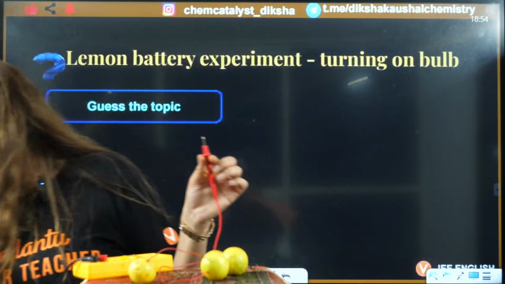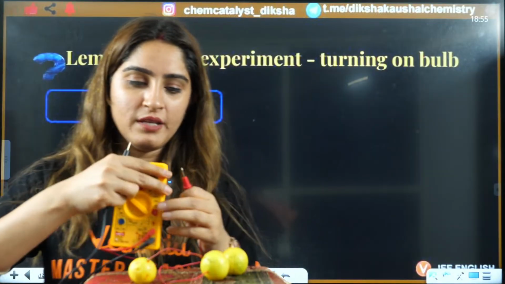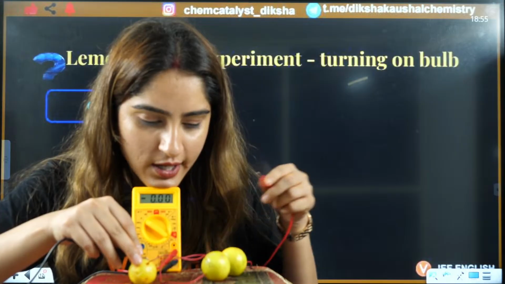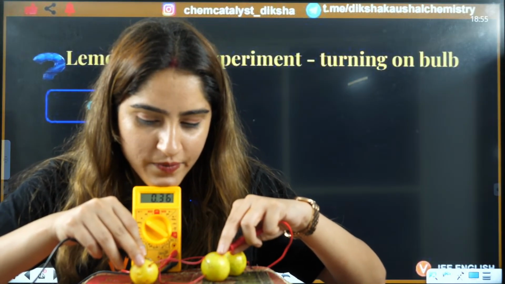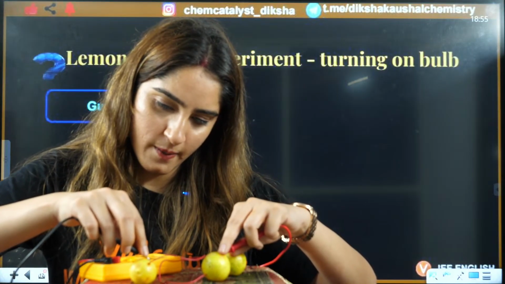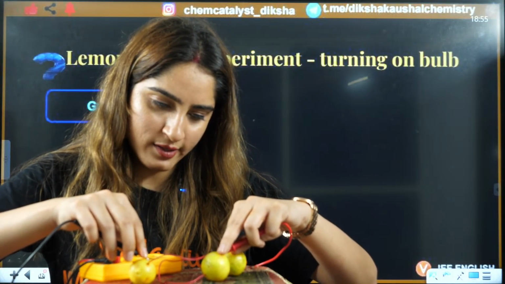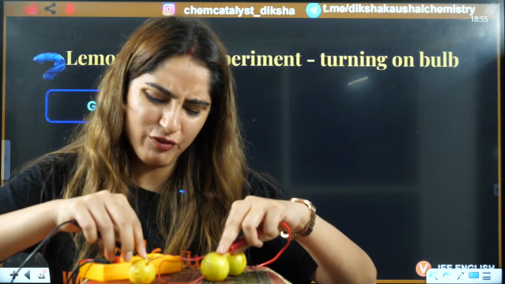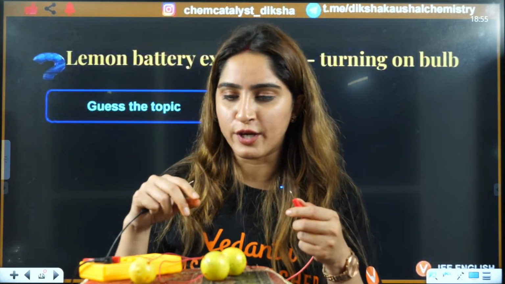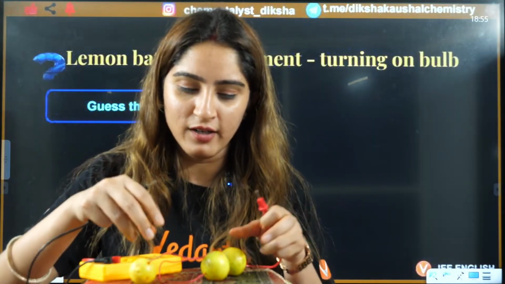Hush. Okay, let me try one more time. Let's see if it is doubling or not. This is zinc. This is the first cell, right? Let's see what it is showing. It is showing 0.31 now. 0.34 something. It is fluctuating only because we are not using a very strong electrolyte. We are using lemon that we eat, right?